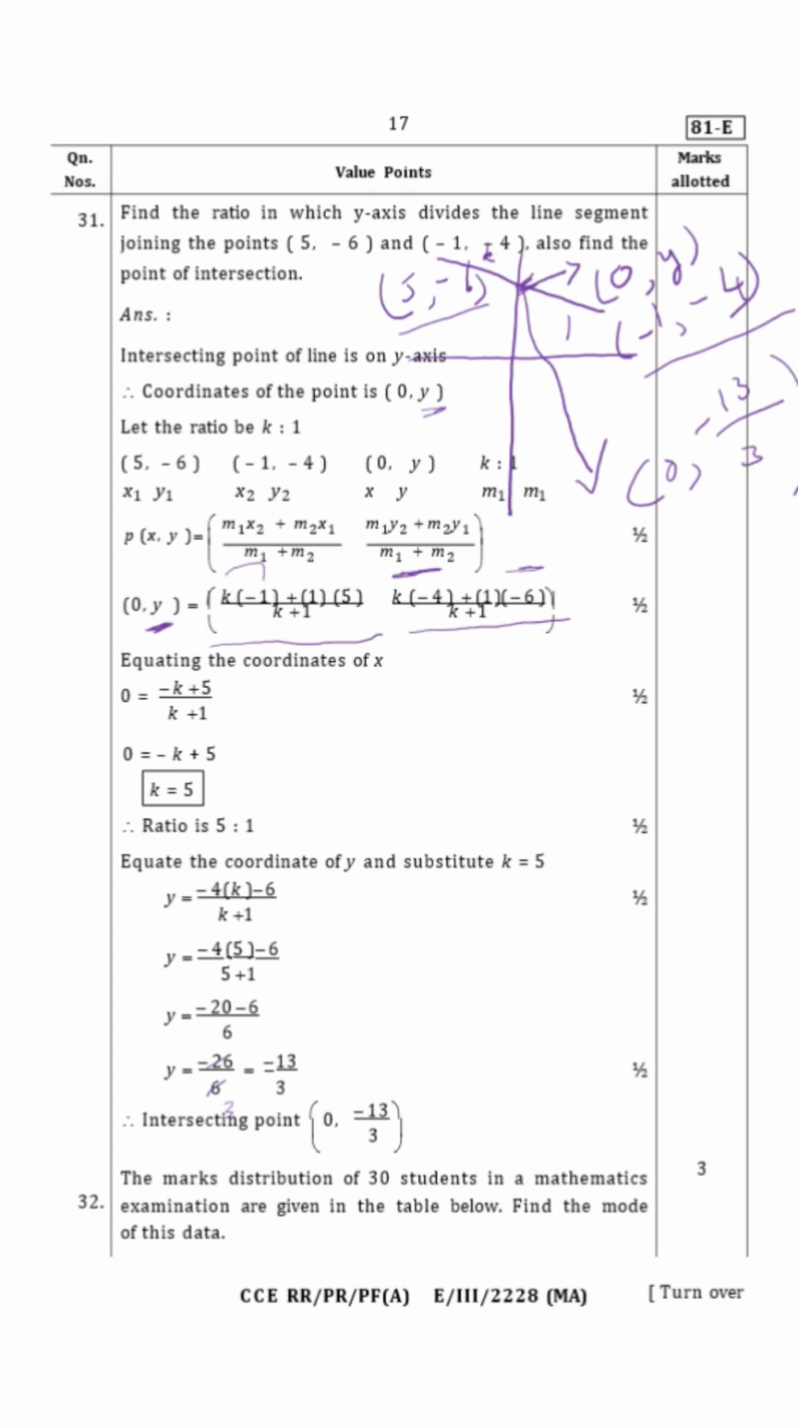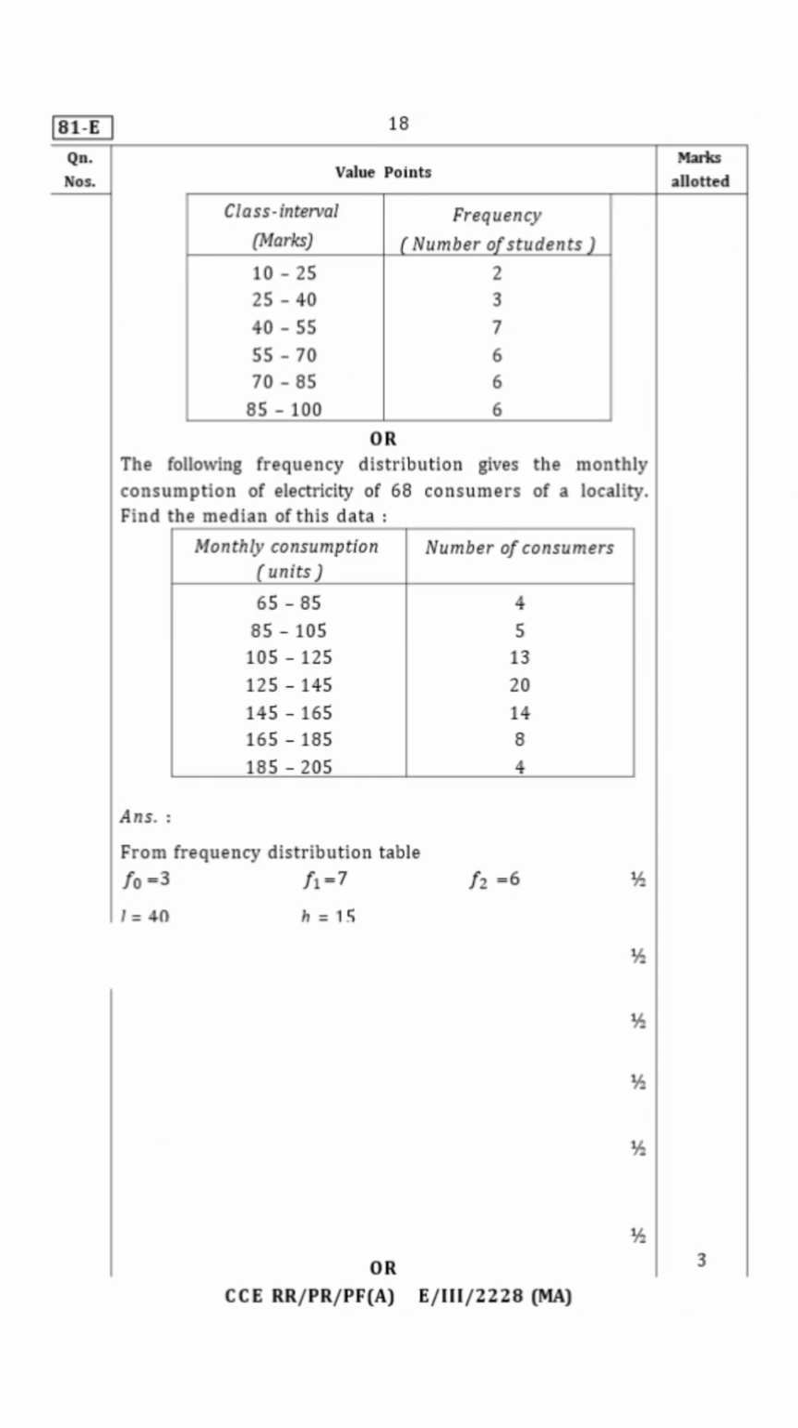Now the 32nd question. The marks distribution of 30 students in mathematics examination are given in the table below. Find the mode of this data. This question is taken from the chapter Statistics. Now this is the frequency distribution table. You have to find the mode of this table.